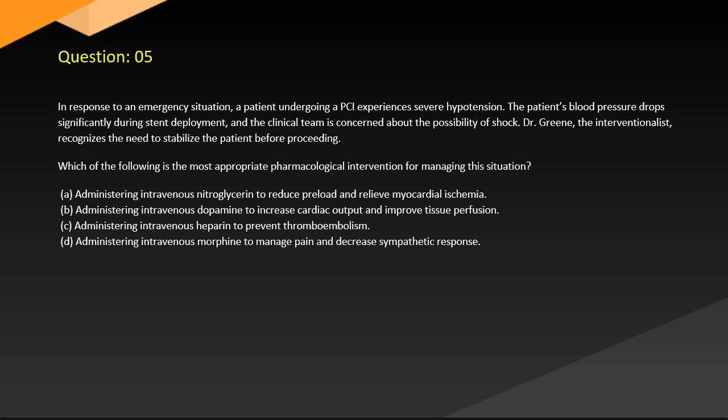A. Administering intravenous nitroglycerin to reduce preload and relieve myocardial ischemia. B. Administering intravenous dopamine to increase cardiac output and improve tissue perfusion. C. Administering intravenous heparin to prevent thromboembolism. D. Administering intravenous morphine to manage pain and decrease sympathetic response.